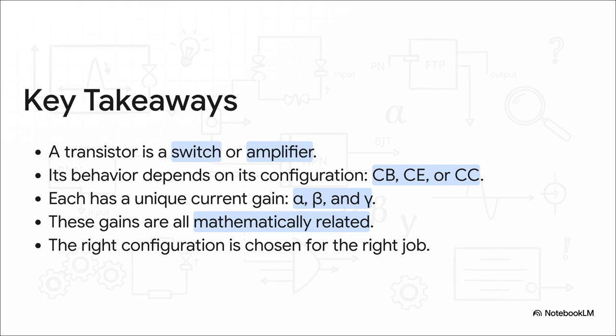All right, so to wrap it all up, the transistor is our fundamental building block, our electronic brain cell. How we connect it, common base, common emitter, or common collector, completely changes what it does. Each has its own current gain, alpha, beta, or gamma, and all three are just different views of the same thing. At the end of the day, we pick the right configuration for the right job.